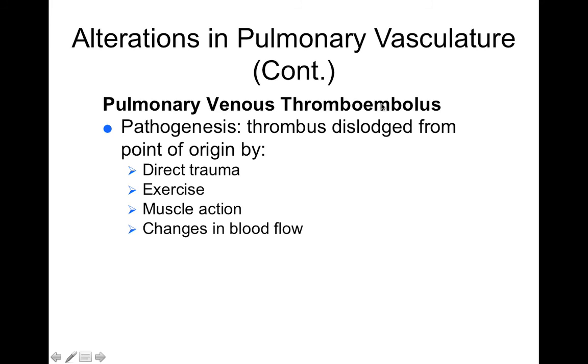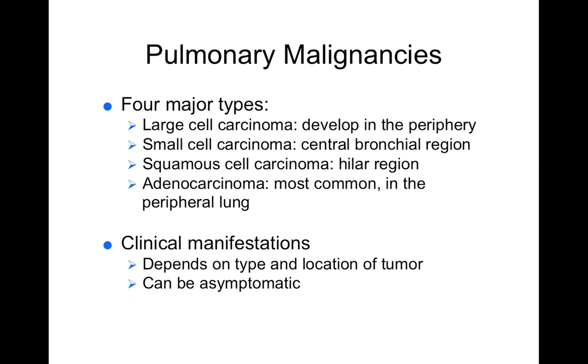So the pathogenesis of these thromboemboli, you guys, is basically the thrombus will be dislodged from its vein or point of origin by either direct trauma, exercise, muscle action, or changes in blood flow. You might just have a thrombus, but if it dislodges, it turns into an embolus, and that can turn into an embolism. But if it's occurring in a systemic vein, the first place it's going to go is to the right side of your heart, which then pumps blood to your lungs. So it's most likely going to lodge in lung tissue somewhere. And this can be fatal if it's severe enough.